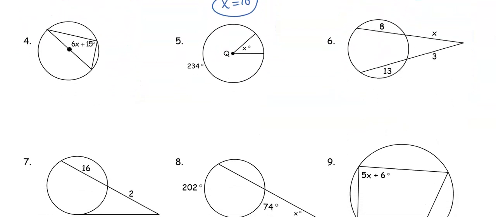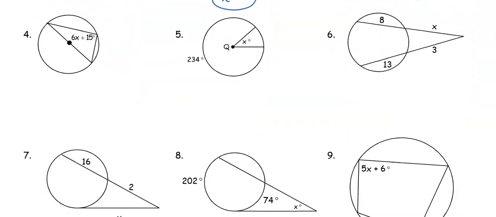Number 4, an important thing to note here is that this is the center of my circle, and this is a diameter. That's cutting my circle in half. And so since this is 180, this is going to be a right angle. So here we have 6x plus 15 is equal to 90.